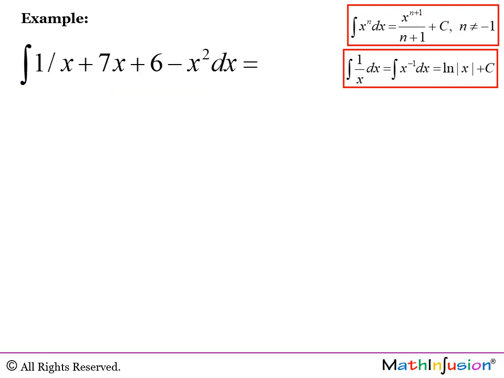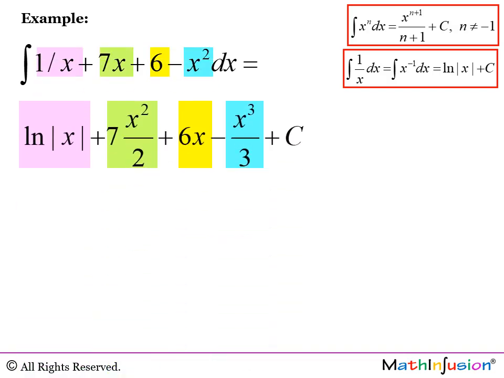Example. The integral of 1 over x plus 7x plus 6 minus x to the power of 2 dx. We will use here the power rule, and also because we have 1 over x, we have to be very careful, and the integral of 1 over x is ln of x in absolute value. For all the others, I'm using just the power rule.